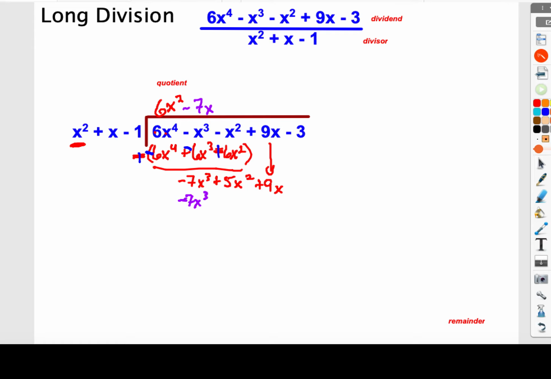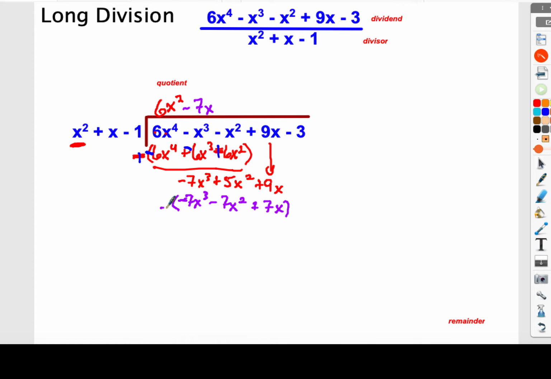But now let's complete our problem here. Let's take that negative 7x times x would be a minus 7x squared. And then I'm going to take negative 7x times negative 1, which is why it was so important to bring down that 9x, because now we get a 7x right here, and I needed that like term.